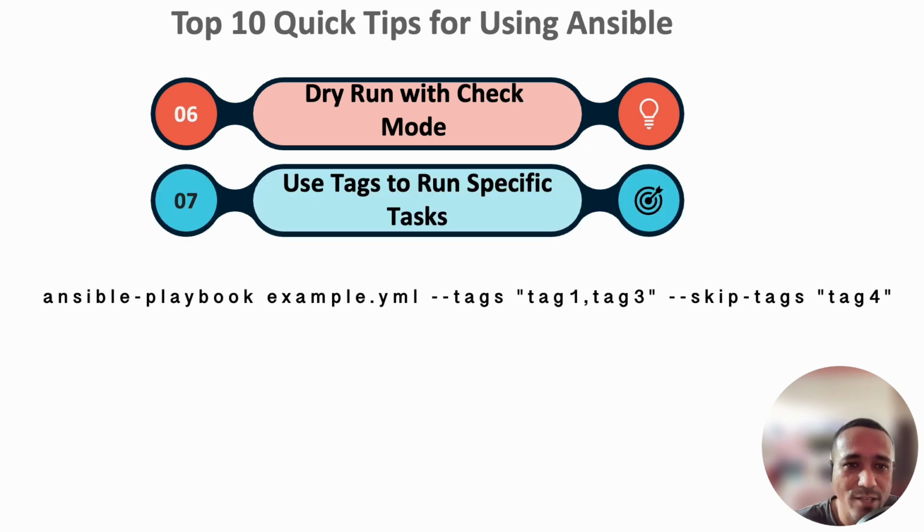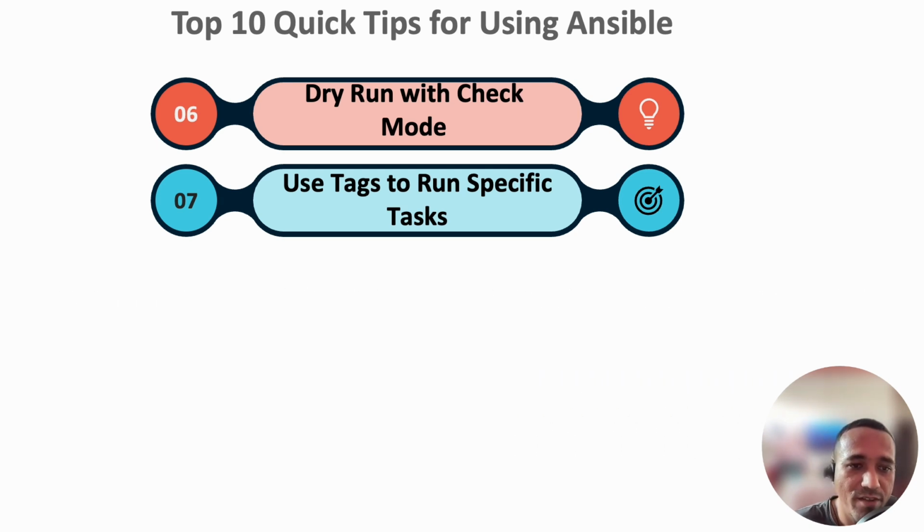Number 7, use tags for running specific tasks. You can use Ansible tags flag to run your specific tasks or roles. The good thing with this is that let's say if you have hundreds of tasks and you want to test 1 or 2 of them, or very specific type of tasks, if you tag them correctly, you don't have to rerun the whole playbook. You can just run those specific tasks using this tags module. This will save some time during development.